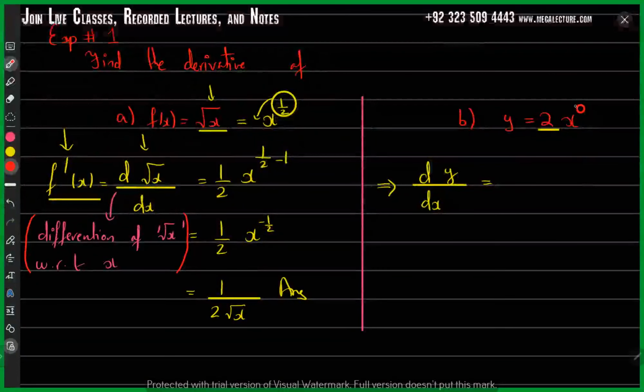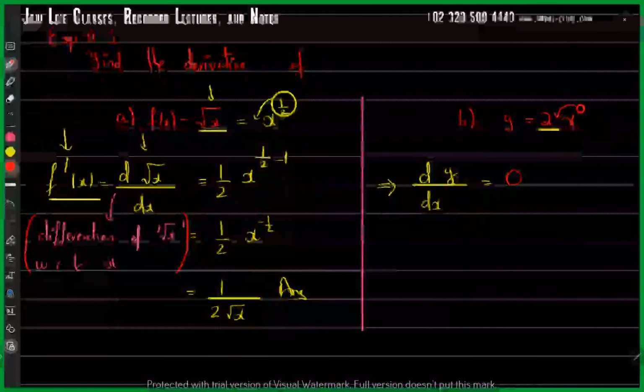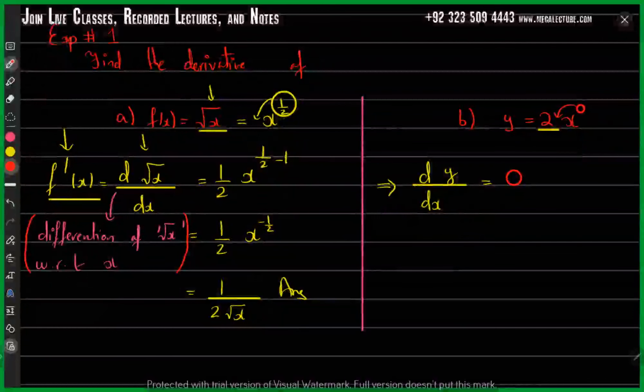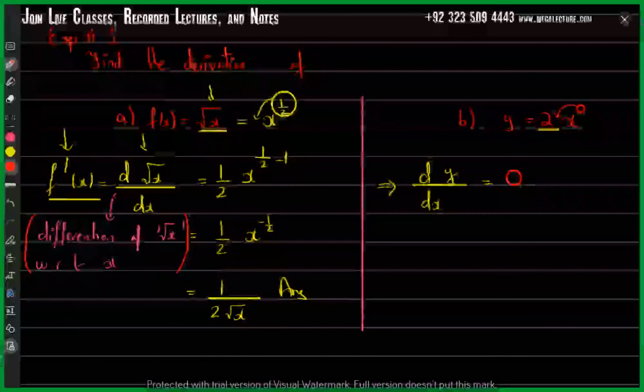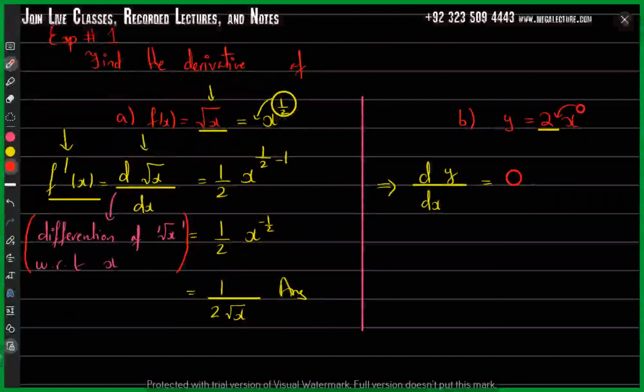Now, this power is basically multiplied here. So this would become 0. So if you have any constant, any number, that is always going to give you the derivative as 0. Is this thing clear or not?